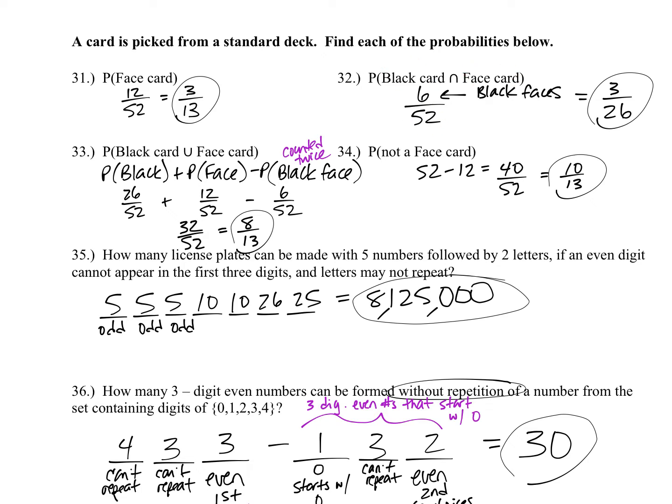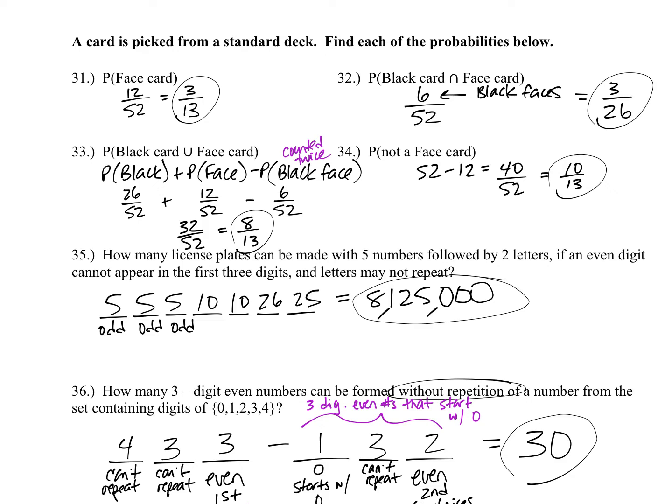6 out of 52. Okay, black or face. Okay, so this looks like an N to me, so that really reminds me of and. This is a U, that's or. That means you have to add the black cards and the face cards and subtract any of the ones that you counted twice. So all of the cards that were counted in the black category and the face category, there are 6 cards there that are both black and face that you counted twice. So count all the black cards, all the face cards, and subtract the ones that you double counted, and that gives you 8 out of 13 when you reduce.